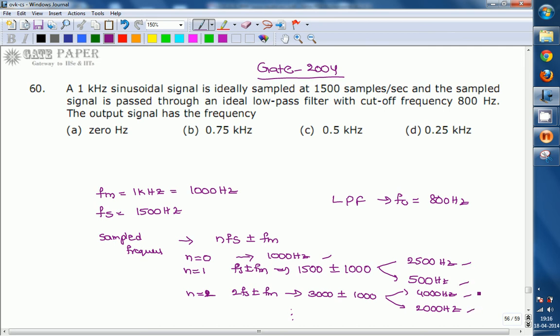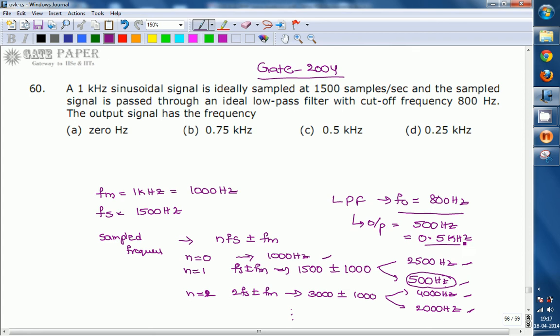These spectral components are passed through a low pass filter with cutoff frequency fc equal to 800 Hz. If we observe these spectral components, except for 500 Hz, all the remaining values are more than 800 Hz. That's why 1000 Hz, 2500 Hz, 4000 Hz, and 2000 Hz are rejected by the low pass filter. Only 500 Hz passes. Now the low pass filter output is only 500 Hz, which in terms of kilohertz is 0.5 kilohertz.